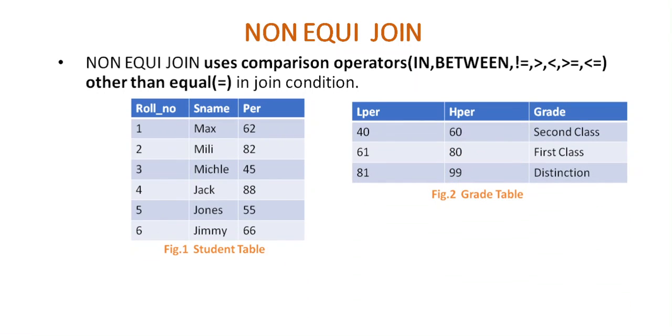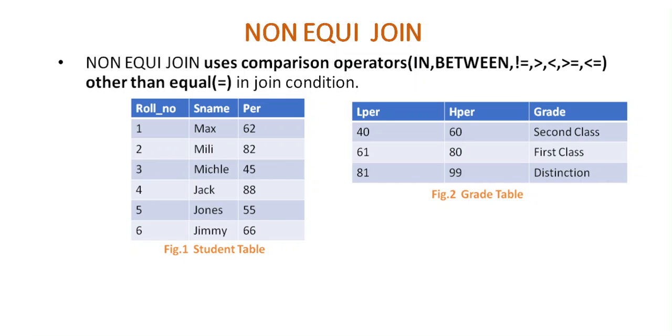Now see, two tables are there. One is the student table, the second is the grade table. The student table has three attributes: roll number, name, and percentage of the student. And the grade table has three attributes: lower percentage, higher percentage, and grade. So the grade table tells us the grade and the range of the grade.